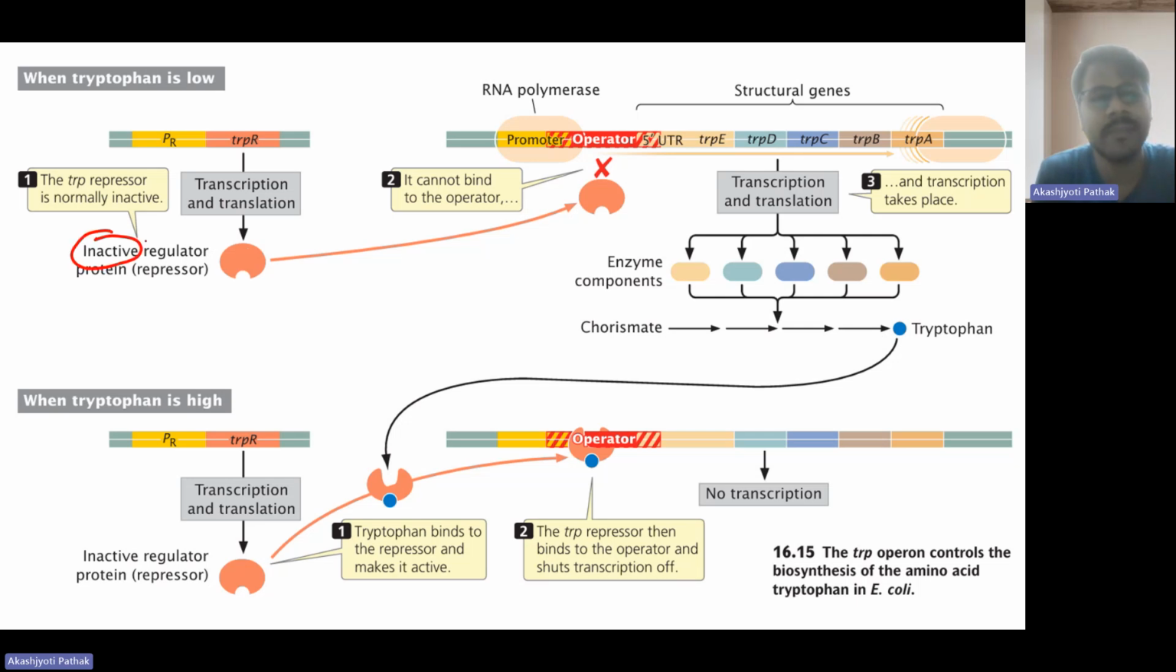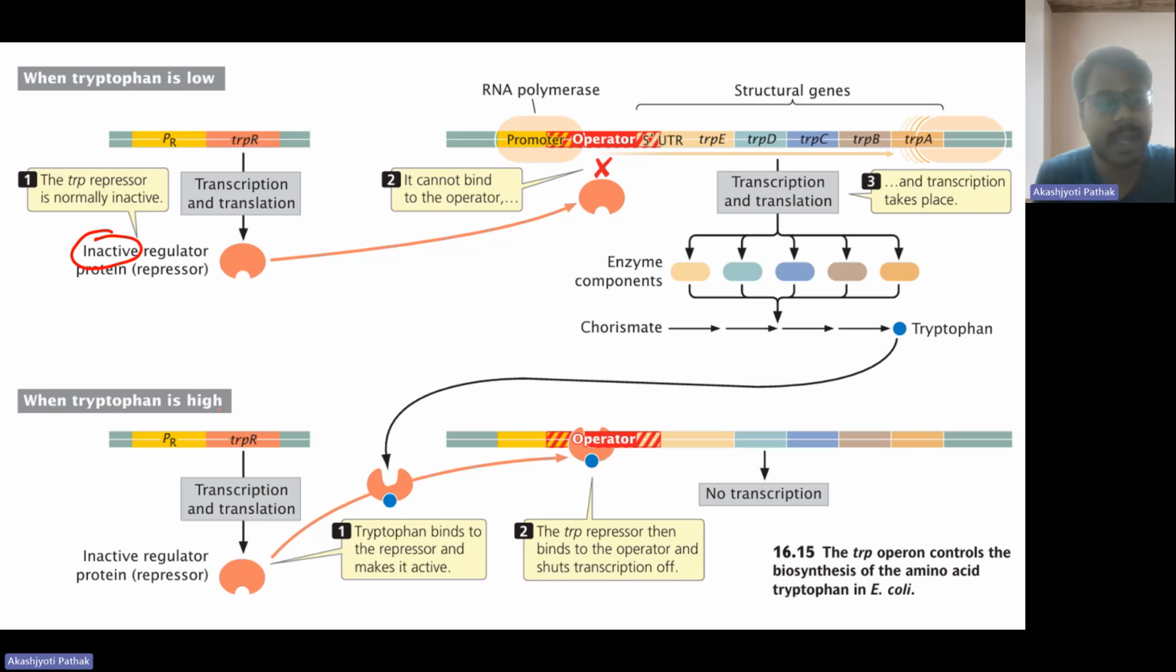Since it is inactive, it is not able to bind to the operator region, and my operon is remaining switched on. All the different genes, E, D, C, B, A, are getting transcribed, and the proteins are getting synthesized. This is the condition when my tryptophan is low.